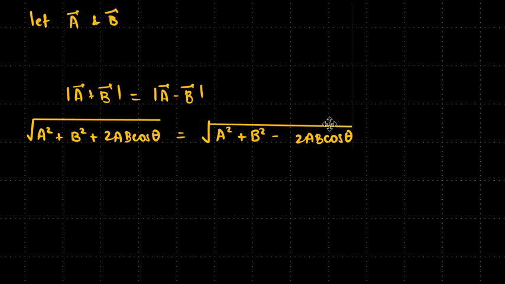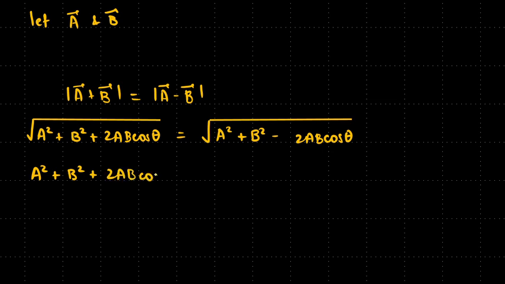Now if we square both sides, the square root symbol goes out, and we will have a square plus b square plus 2ab cos theta equal to a square plus b square minus 2ab cos theta. The a square and this a square are going to cancel each other out. More accurately, we are subtracting a square from both sides, but it works out in this case. So we have this, right?